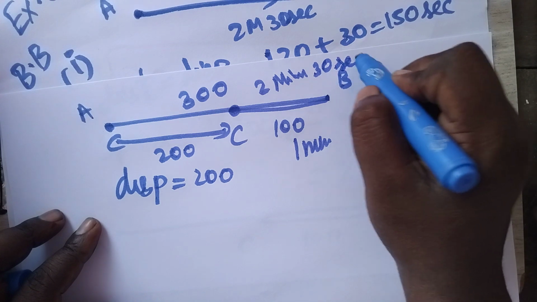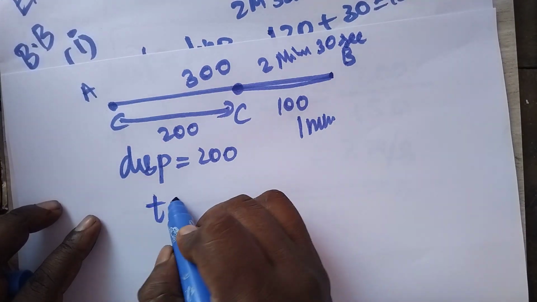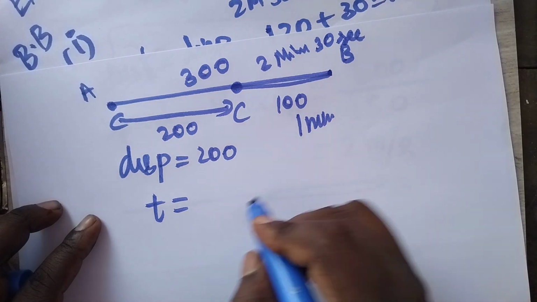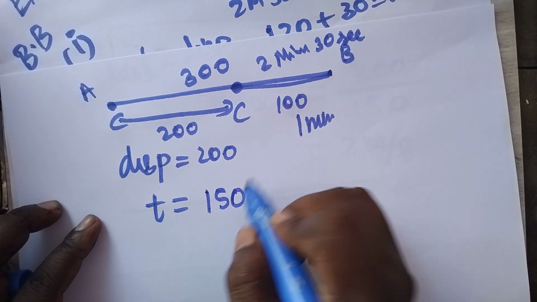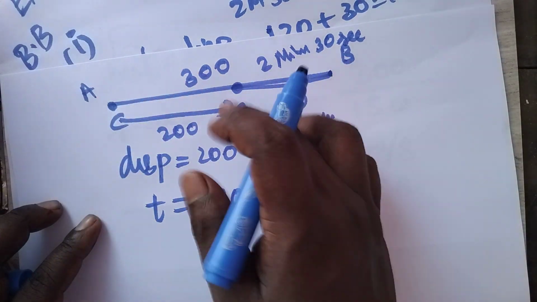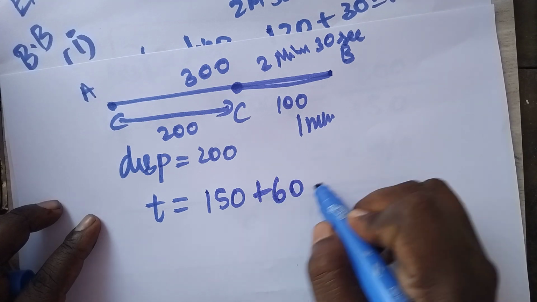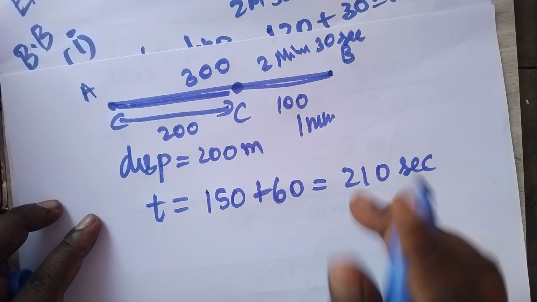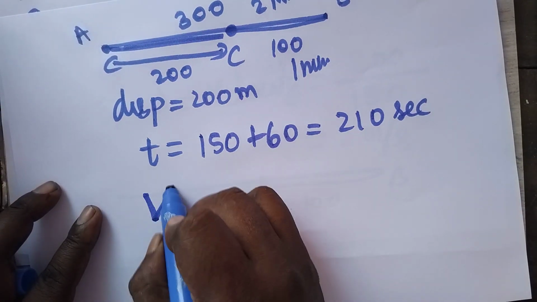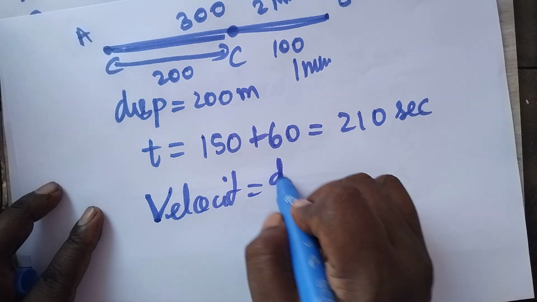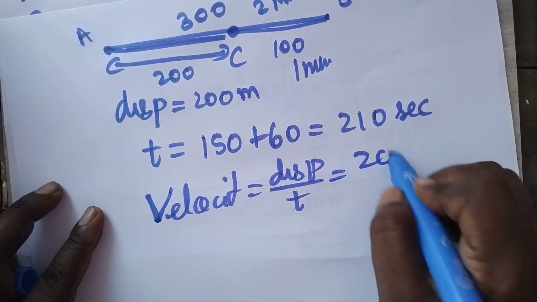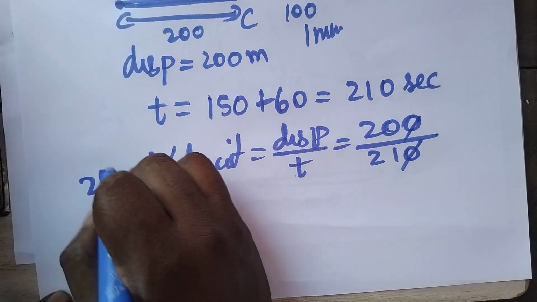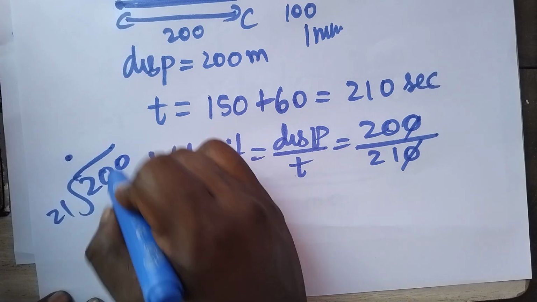So totally you have to convert the time into seconds. 2 minutes is 120, 120 plus 30 plus 60. We already found 150 seconds is taken from A to B. Again 1 minute is 60 seconds, so 210 seconds is taken. Displacement is the starting and ending point, it's 200 meters. Velocity is displacement by time. Displacement is 200, time period is 210. Cancel, then 20 by 21.